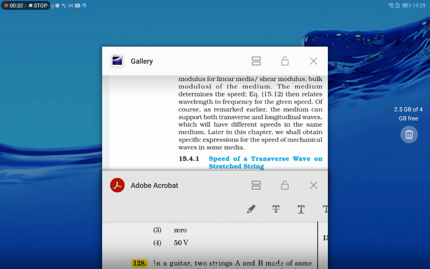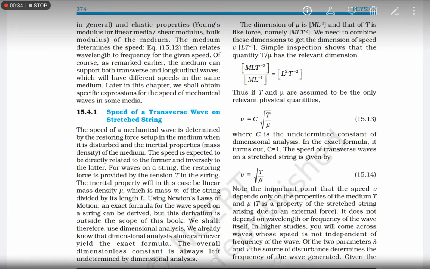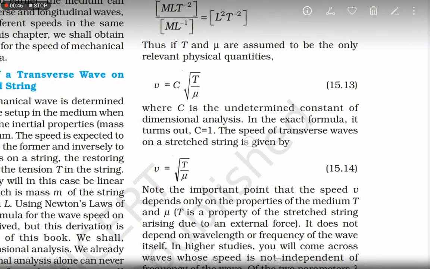So the question is a bit confusing, but what you have to remember from NCERT is shown. You have to remember that V equal to root T by mu, which is a direct statement. You can also see the speed of transverse waves on a stretched string. I'll take it as stretched strings of the guitar.